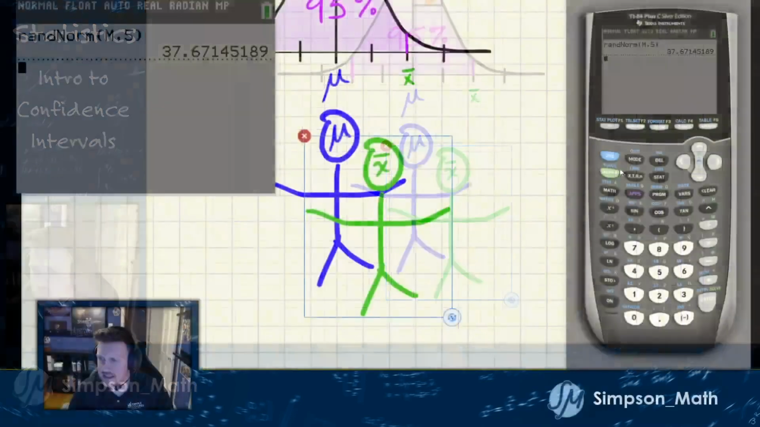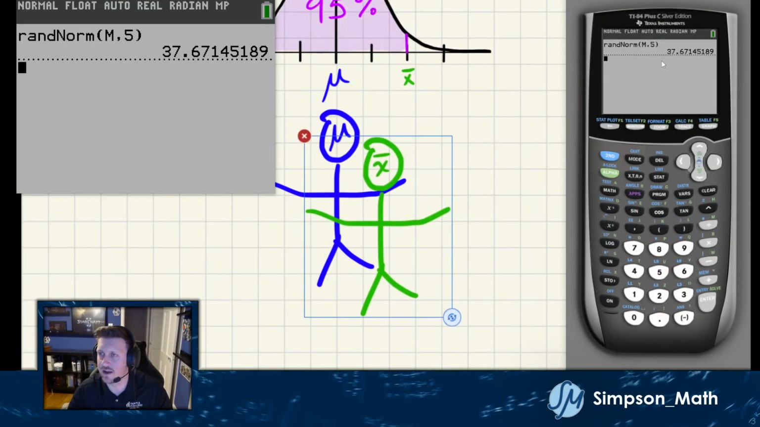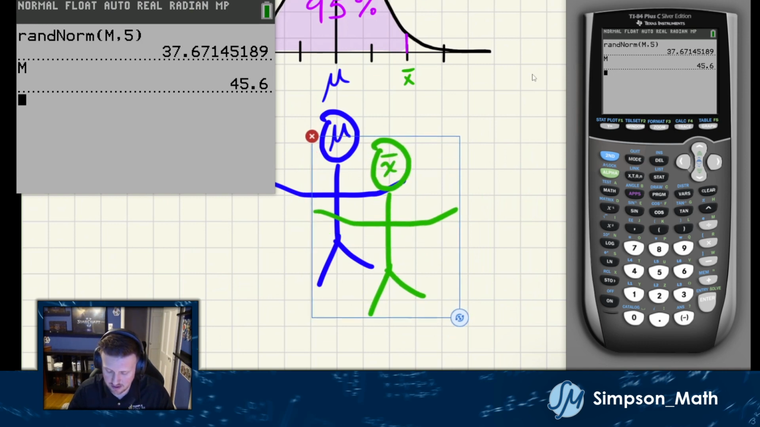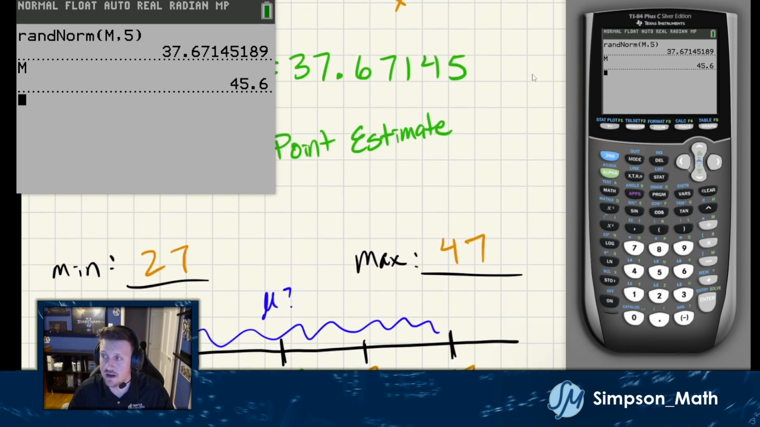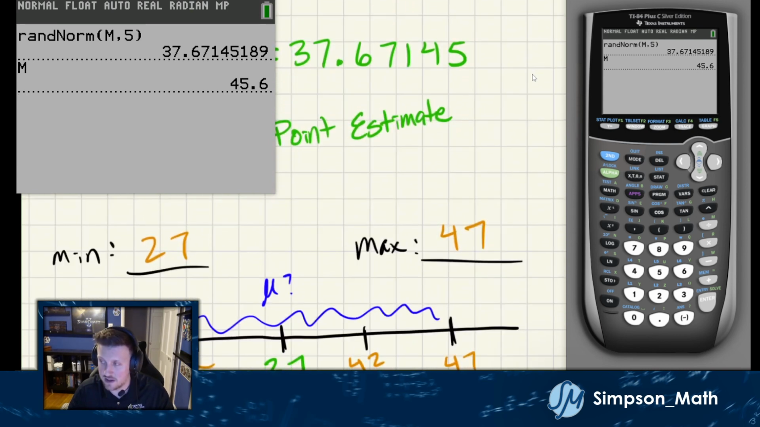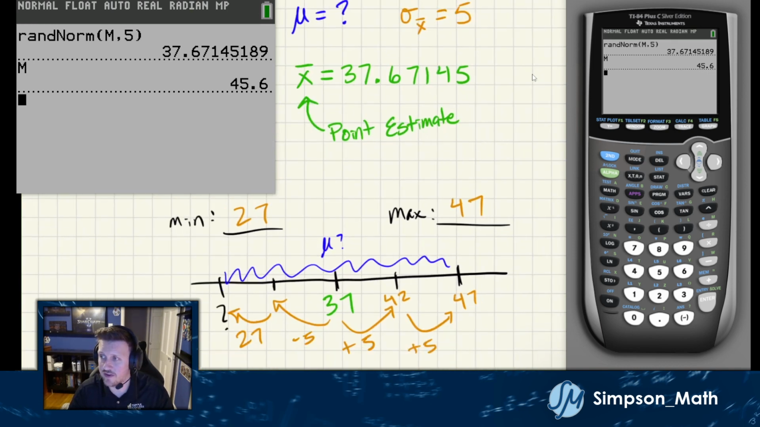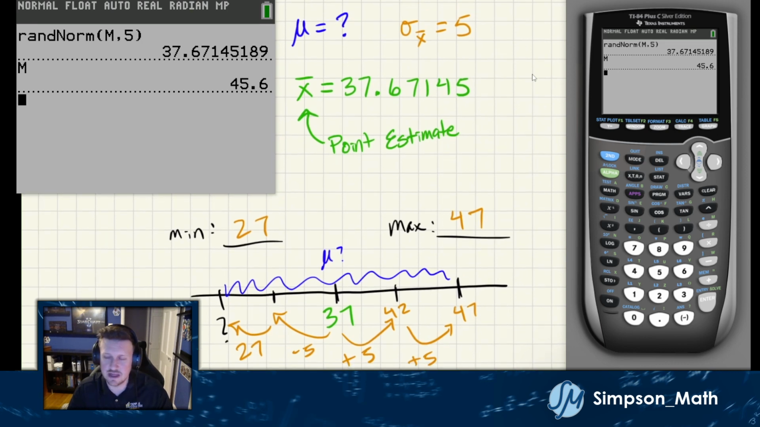Let's see this in action with this calculator. So the truth, I'll go ahead and tell you, the truth was 45.6. Okay, so notice that if we take a look at our interval that we had a second ago, we thought it was somewhere between 27 and 47. That works. 45.6, just barely though. 45.6 is within 27 to 47.